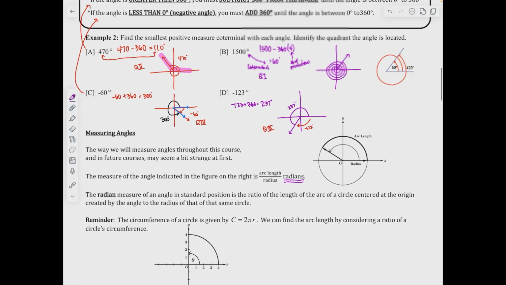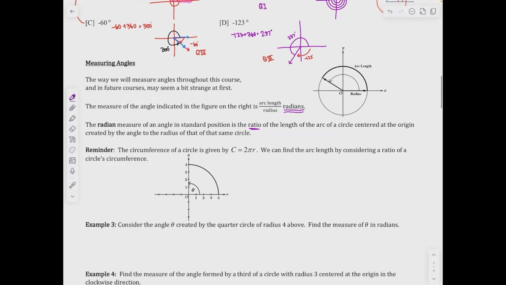Okay, so what happens is the radian measure of an angle in standard position is going to be the ratio, so a fraction, the length of the arc, so think part of a circumference, centered at the origin, created by the angle, to the radius of the same circle. Okay, so arc length over radius. So just a reminder, circumference is given by 2 pi r. So we can find the arc length by considering a ratio of the circle's circumference.